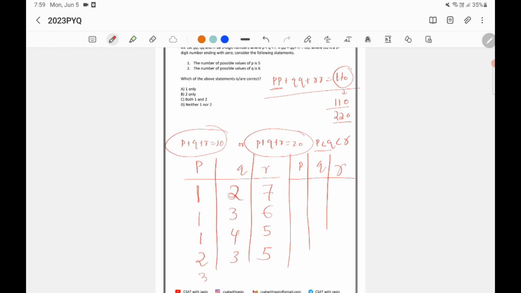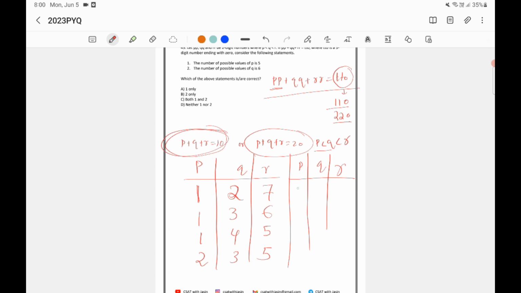Now if 3 comes here and 4 comes here, it is 7. Then it will be 3. This also will not come because this is less than this one. So these are all the possibilities for P plus Q plus R equal to 10. Now we need to find out the possibilities for P plus Q plus R is equal to 20.